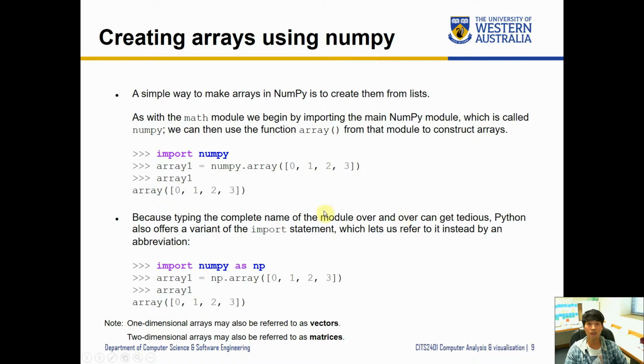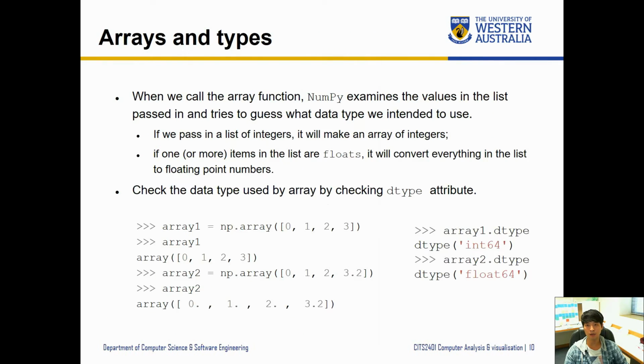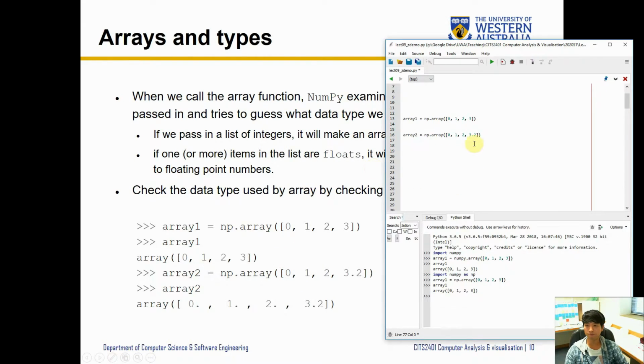Do note that if we create one-dimensional arrays, we call these vectors, and if we create two-dimensional arrays, they are matrices. Okay, so those are some terms that we will use to refer to specific sized arrays in NumPy. Right, so as we mentioned before, NumPy arrays will have the same data type. So let's just create the second one here.